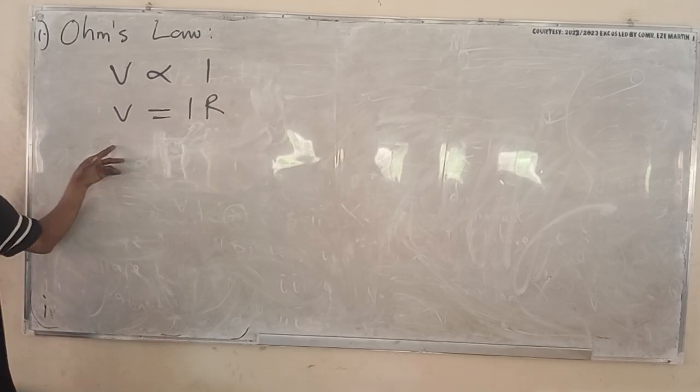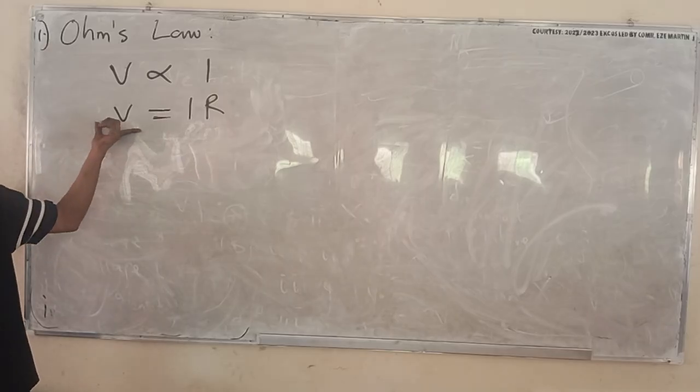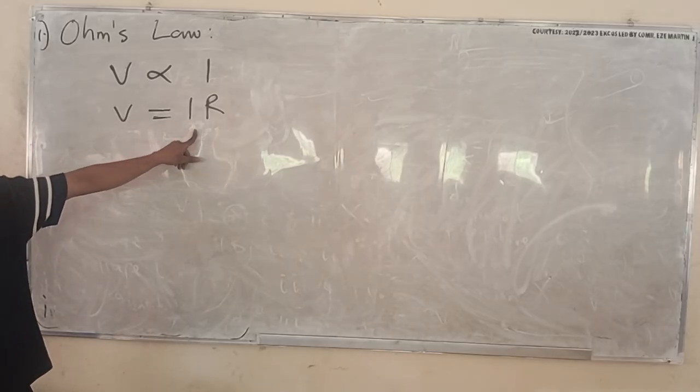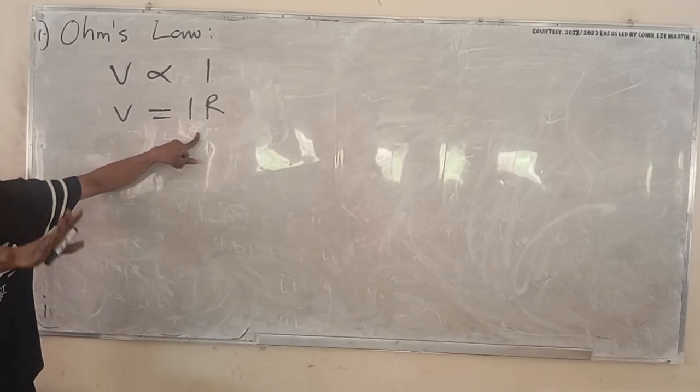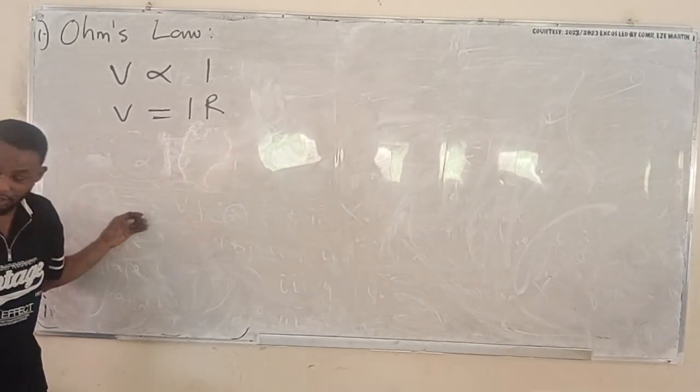So that is why we say that Nigeria actually operates current at high voltage and low current. So high pushing, it pushes it highly, and by the time it gets to you, the current will be low.